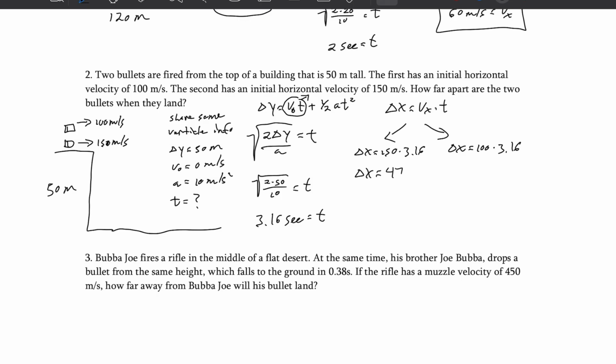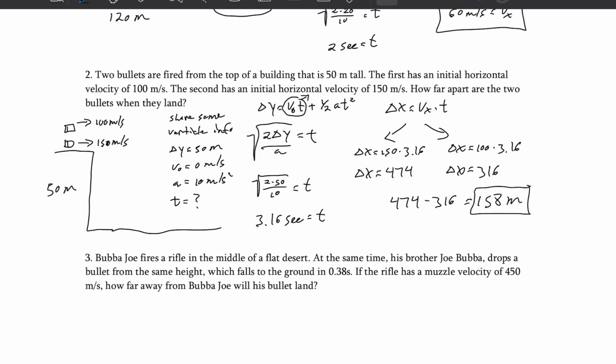So our first one, 150 times 3.16 is 474, and our second one would be 316. So one bullet's traveled 474, the other traveled 316, both in the same direction, so we'll subtract those distances, those displacements, and that'll tell us how far apart they landed. 474 minus 316 is 158 meters.